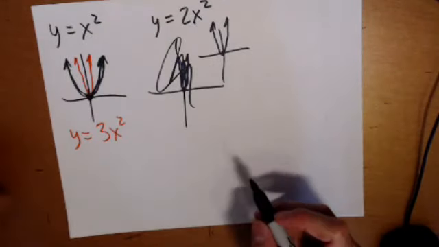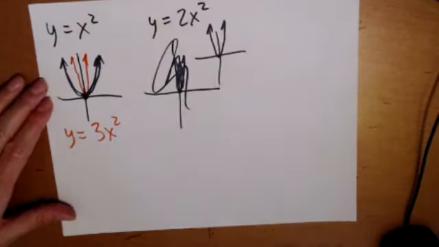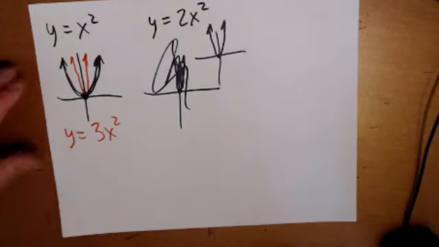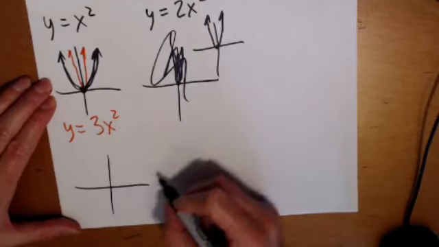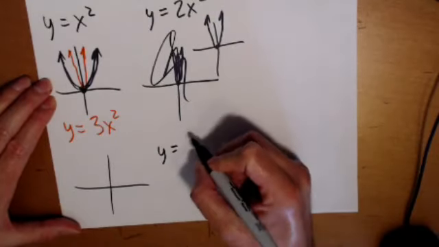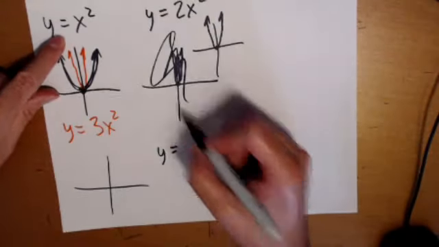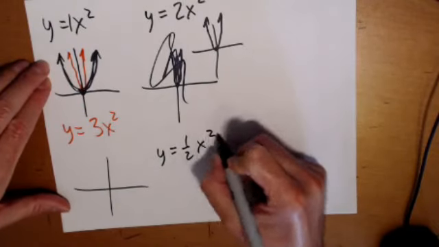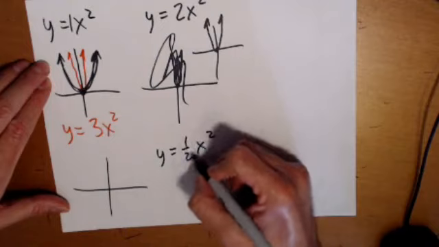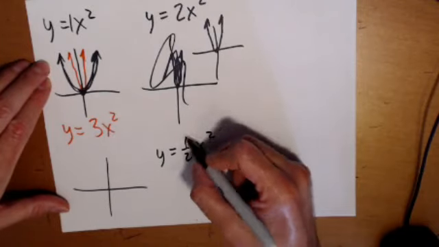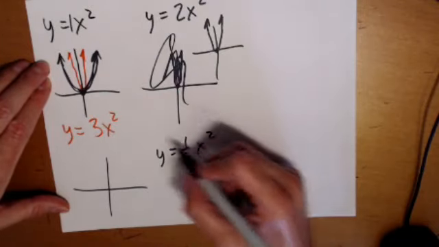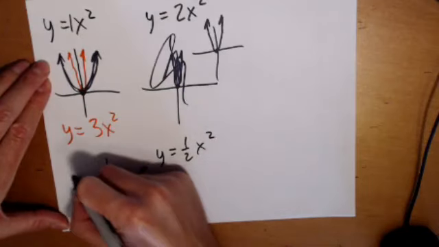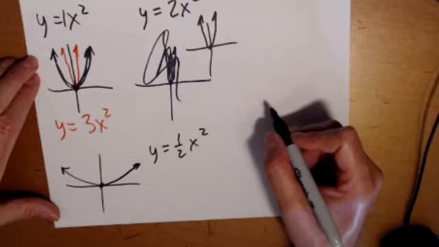Now, instead of a number more than 1, because this is technically a 1, what if I put a 1/2 there? That means things are happening half as much. Not twice as much, not 3 times as much, half as much. So everything's getting all mellow. It's making a wide parabola.